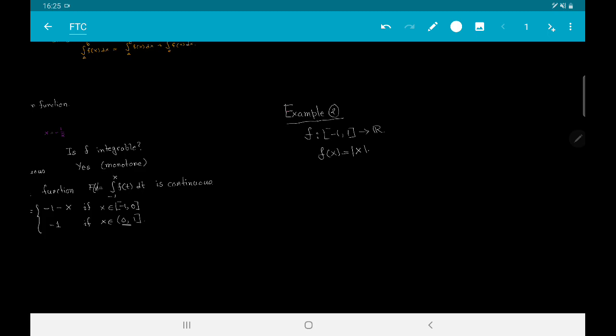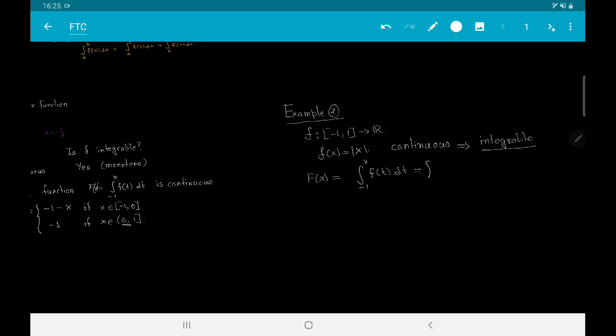We see that this function is continuous, and any continuous function is integrable. So at least we know that we could write down the integral from -1 to x of f(t) dt and call it F(x). This function is going to be continuous because the function small f is integrable.